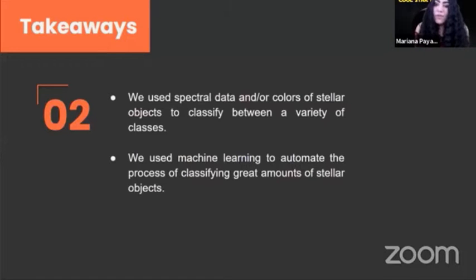Having mentioned the problem and purpose for this project, what are the main takeaways for everyone listening right now? What we want you to keep are the following ideas. First, we use spectral data and/or color of spectral objects to train models to classify between a variety of classes. And the spectral data are measures from specific wavelengths of objects being observed. And second, we use machine learning to automate the process of classifying great amounts of stellar objects.